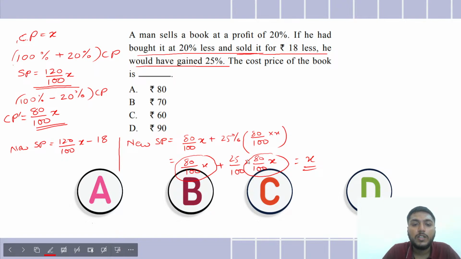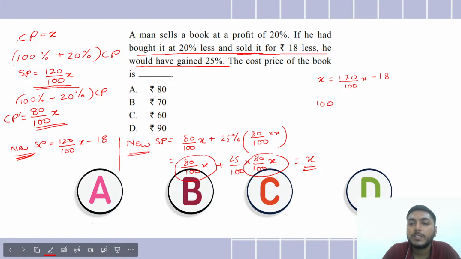So now this new selling price and this new selling price are equal, right? So ultimately we will equate both of these equations. Why? Because the new selling price is given in two terms, so these two terms would be equal. So ultimately we will get x is equal to 120 by 100x minus 18. Now we will have to solve this equation and get the value of x. Take the LCM, cross multiply it, and then we will get the equation and solve it.